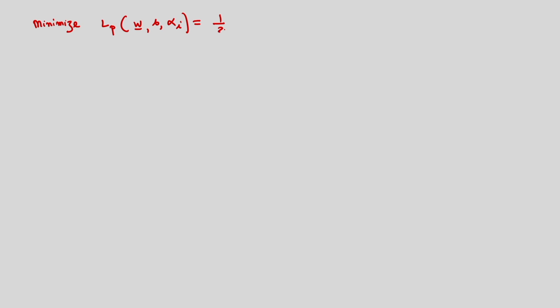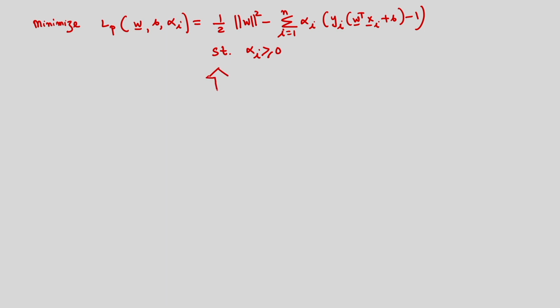equal to 1 by 2 W norm square minus summation over i is equal to 1 to n alpha i y i (W transpose x i plus b) minus 1. This condition we have considered, subject to the condition alpha i greater than or equal to 0. So the Lagrangian dual form I can obtain like this.